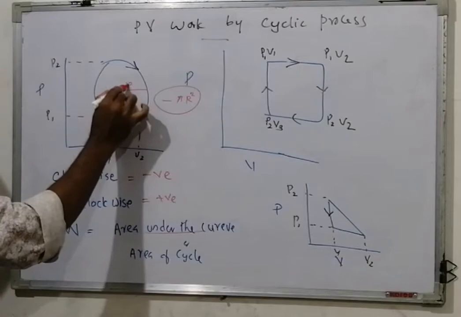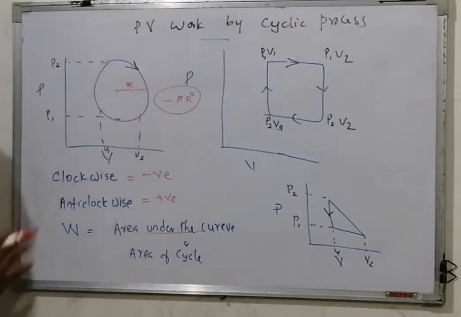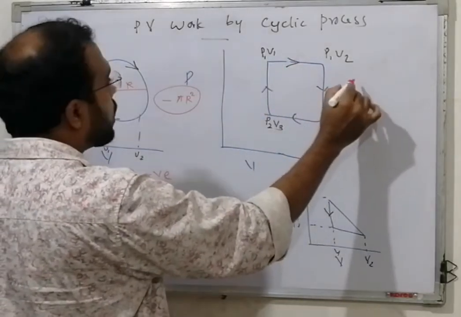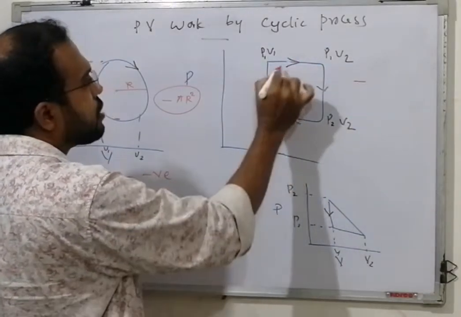Okay, this is a radius. Why negative? Because it's clockwise. This is also clockwise. What is the work done here? Negative, because it is clockwise.